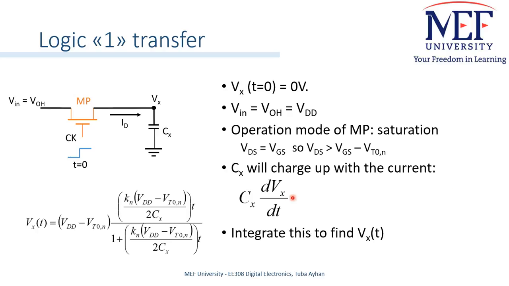Assume that the soft node Vx voltage is equal to 0 initially. A logic 1 level is applied to the input terminal, which corresponds to VOH, and for this example, VDD. Now, the clock signal at the gate of this pass transistor goes from 0 to VDD at time 0. The pass transistor starts to conduct as soon as the clock signal becomes active, and that MP will operate in saturation.